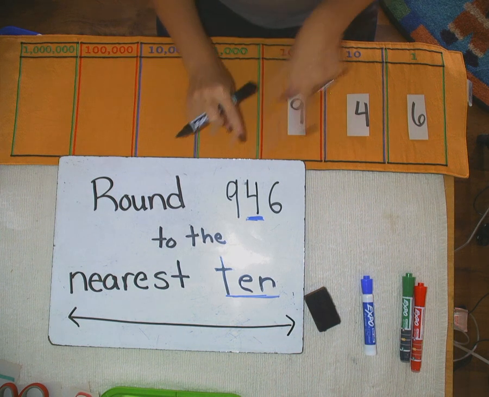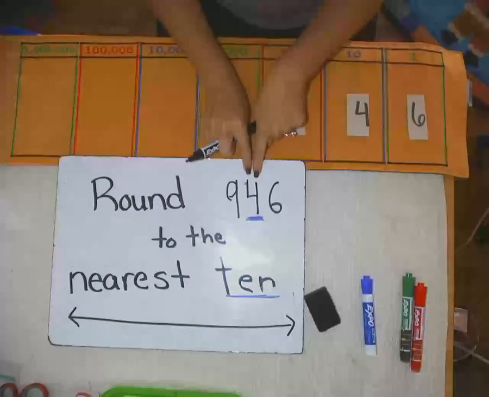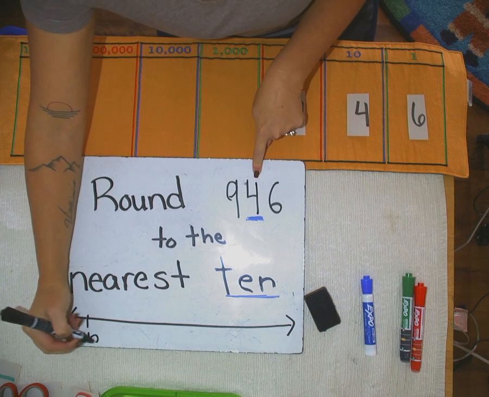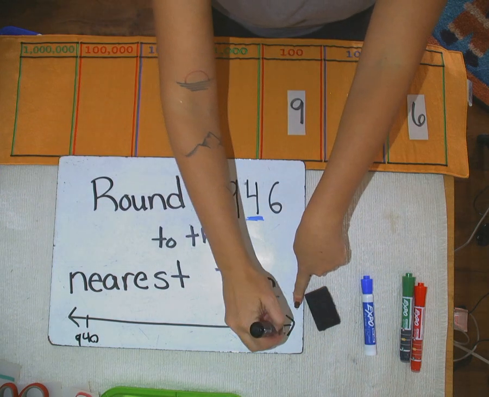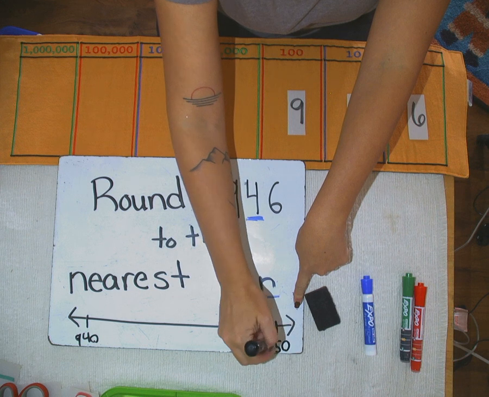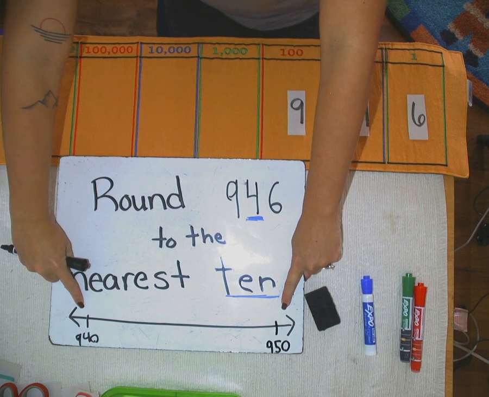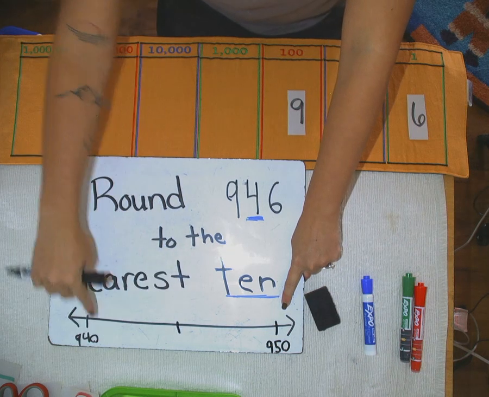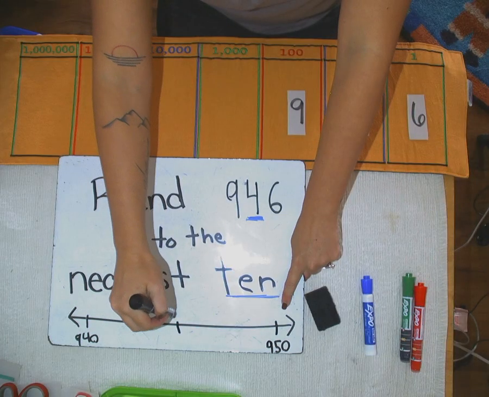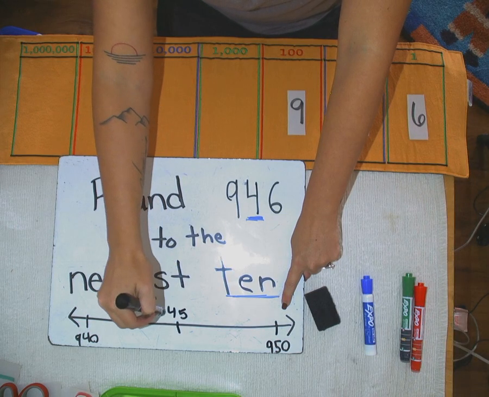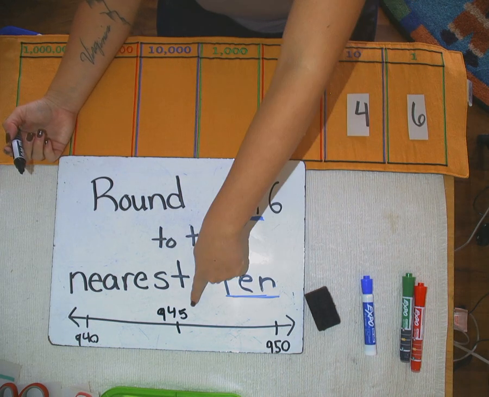We know we have 40 here in our tens. We have 40 and 10 more, which is 50. So our benchmark numbers are 940, 950. We know that in between 940 and 950, 40, 50, we have 45. So 945. Between 940 and 950 is 945.